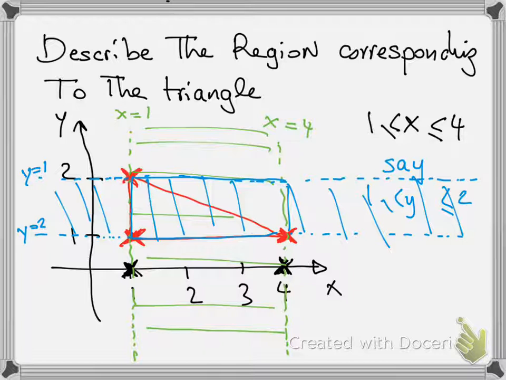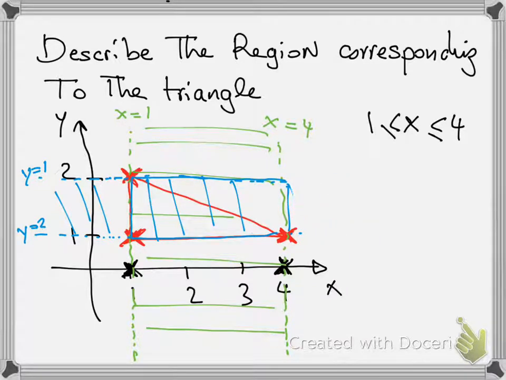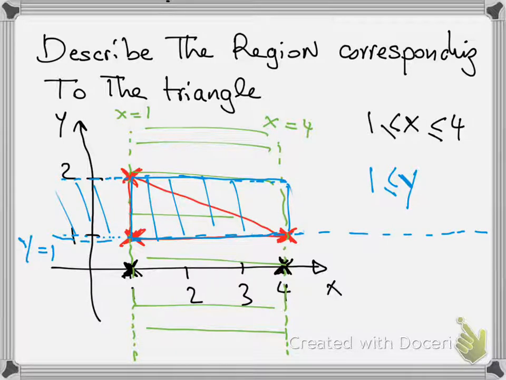So what can we do in this case? Well, instead of saying y between the lines y equal to 1 and y equal to 2, let's say y is between 1, so this is the line y equals 1, and then instead of using the line y equals 2, I'm going to use this line here.